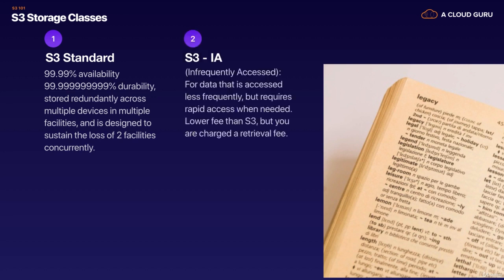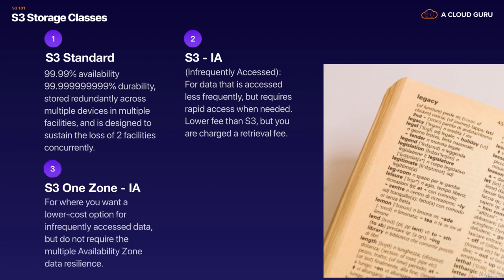We then have S3 Infrequently Accessed, and this is basically for data that is accessed less frequently but requires rapid access when you need it. So you get a lower storage fee than S3, but you are charged a retrieval fee. So if you've got data that you need to be able to instantly access, but you pretty much don't use that data regularly, maybe you only need to check it at the end of every month, then you'd want S3 Infrequently Accessed.